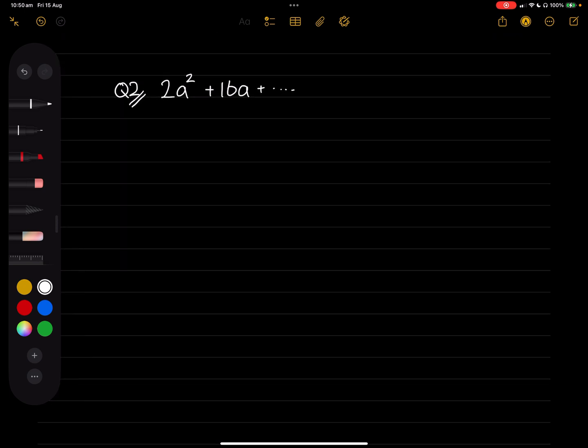So question 2, this is a little bit harder. We need to work out what number we need to add to this to complete the square. If it's a non-monic, completing the square is harder. So we're going to factorize this. We're going to say, actually, this is 2 in front of a squared plus 8a plus the dot dot dot, which is just a missing number, so we'll still just write that as dot dot dot.